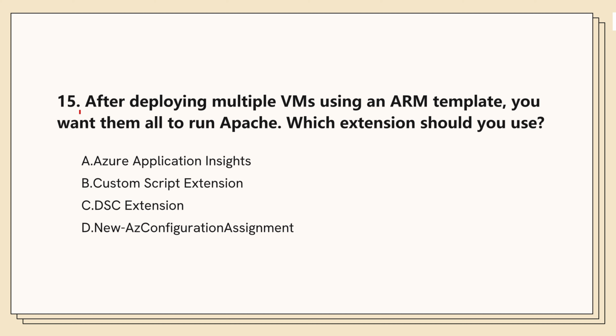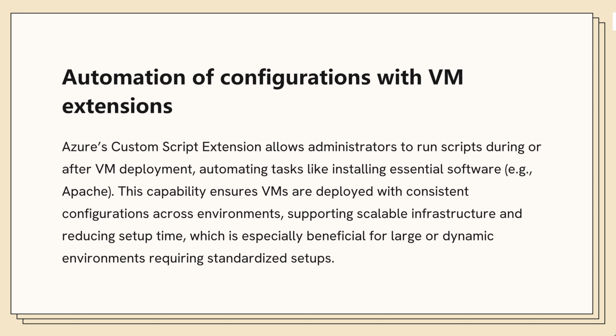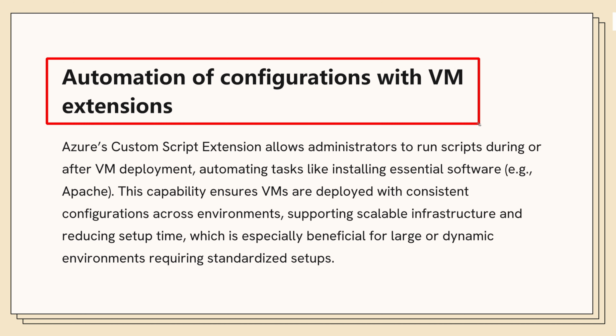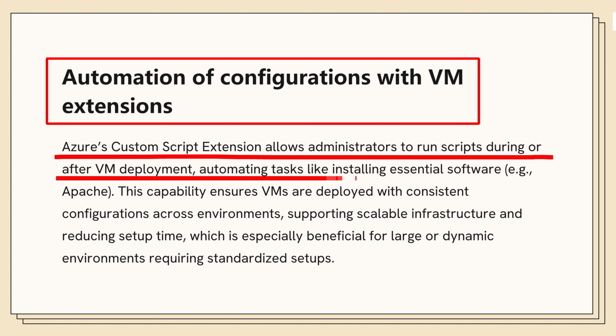Question 15. After deploying multiple VMs using an ARM template, you want them all to run Apache. Which extension should you use? The knowledge points of this question are automation of configurations with VM extensions. The custom script extension automates tasks on VMs during or after deployment, like installing Apache. This keeps configurations consistent, saves time, and simplifies setting up new VMs.